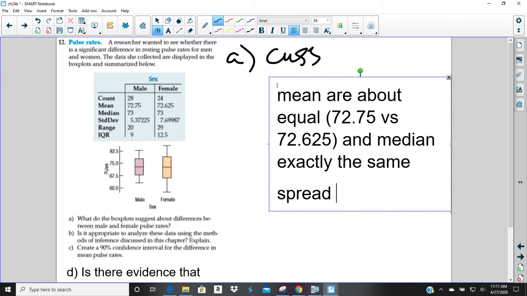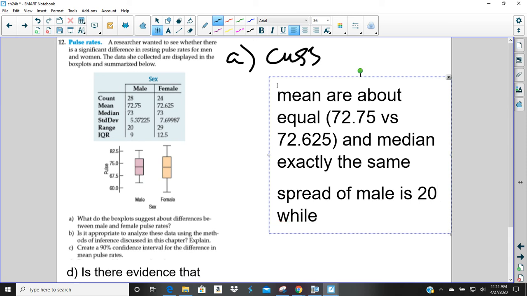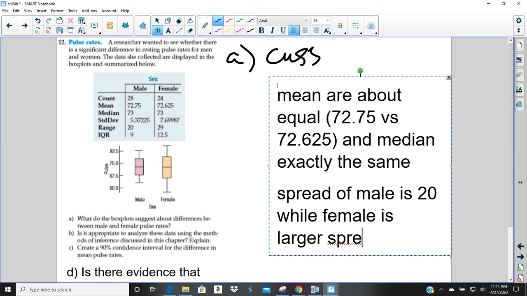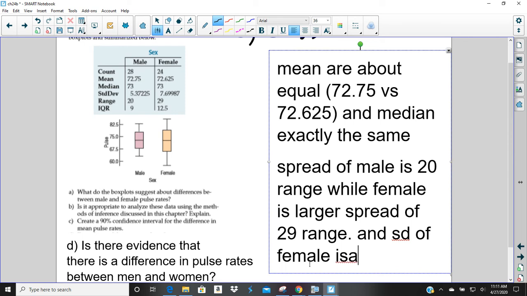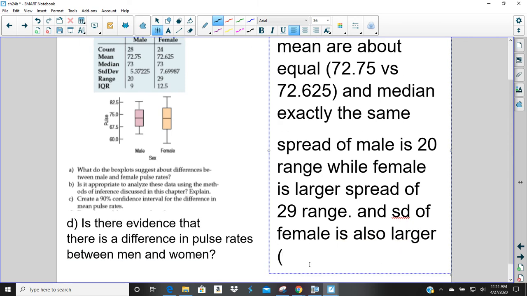The spread of male is, what did they say it was? The range is 20, while female is larger spread of 29. Range, I'm going to write range here just so we're clear that it's not talking about the standard deviation. So with standard deviation, the standard deviation of female is also larger at 7.7 versus male of 5.4. Shape.